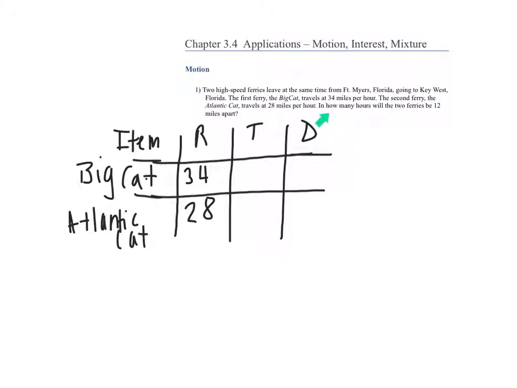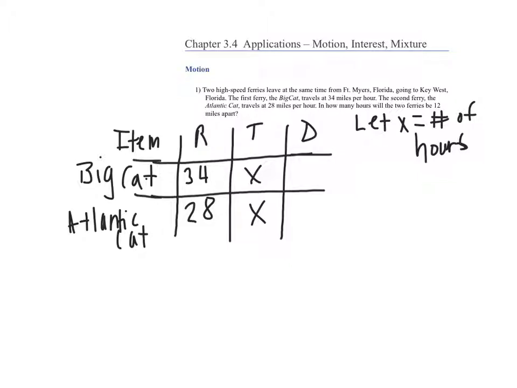Now, looking at the question, in how many hours will the two ferries be 12 miles apart? So the question is, in how many hours? So that is going to be your unknown. Let x equal number of hours. Hours is time. So in this problem, the time is unknown right here. And it's understood that both ferries are traveling the same amount of time because they want to know how long will it take for them to be 12 miles apart. So we're going to be putting x here and here.